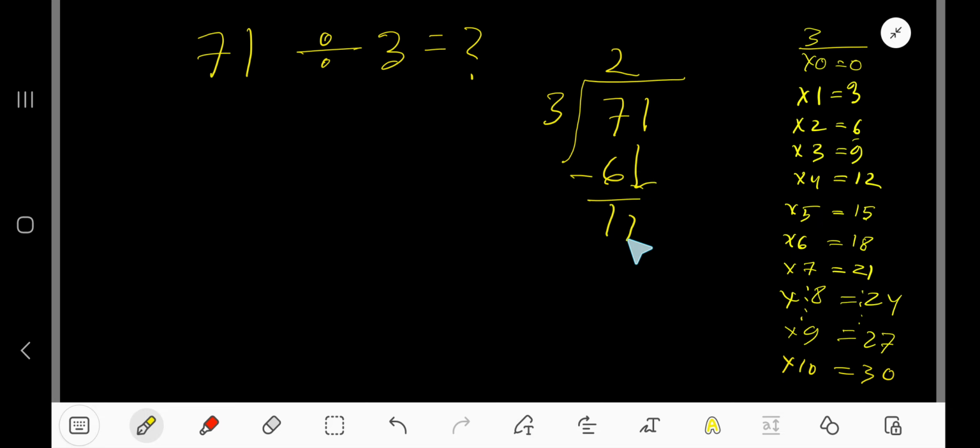3 goes into this 11 how many times? 4 times is 12, which is greater, so 3 times. 3 times 3 is 9, subtract, 2. So our answer is 23, remainder 2.